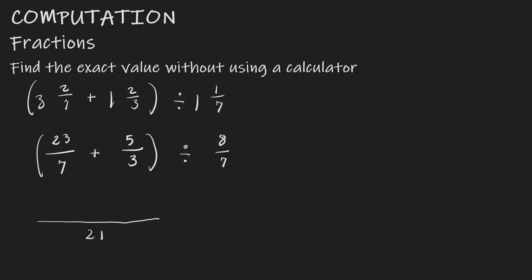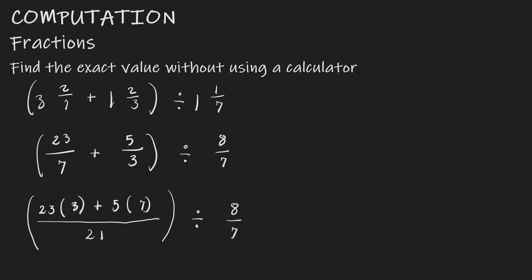My next step is to take the numerator of my first fraction, 23, and I'm multiplying this when I divide 7 into 21, 3, plus the numerator of my second fraction, 5, and I'm multiplying this when I divide 3 into 21, 7. And of course, we're dividing this by 8 over 7.